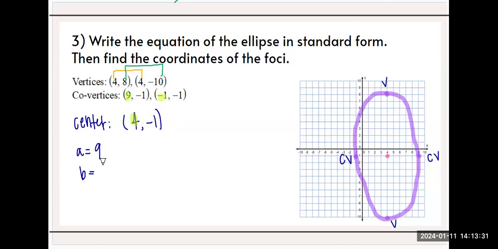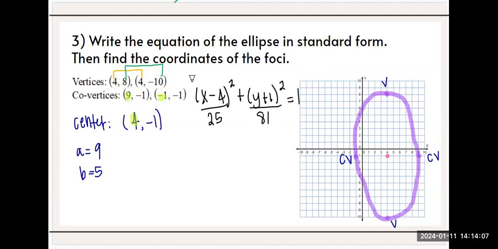So right now we can go ahead and write the equation. So let's do that. Plug in the opposite. Okay, always equal to 1. Don't forget that part. Without that, it's not an equation. Longer up and down, so a squared is underneath the y. So 9 squared is 81. 5 squared is 25. All right, any questions here before we do the next part?